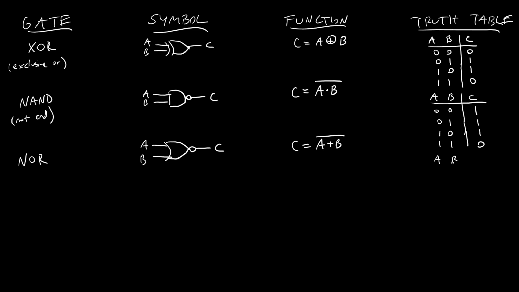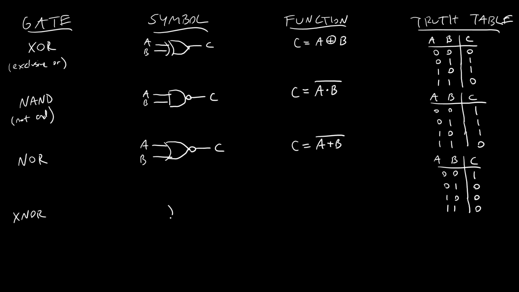Truth table, A, B, C: 0, 0, 0, 1, 1, 0, 1, 1. It is only going to be true if neither of the inputs is true. So it's going to be 1 if they're both 0, and then otherwise all of the outputs are going to be low. Finally, we have the XNOR gate, so the exclusive OR version of NOR.